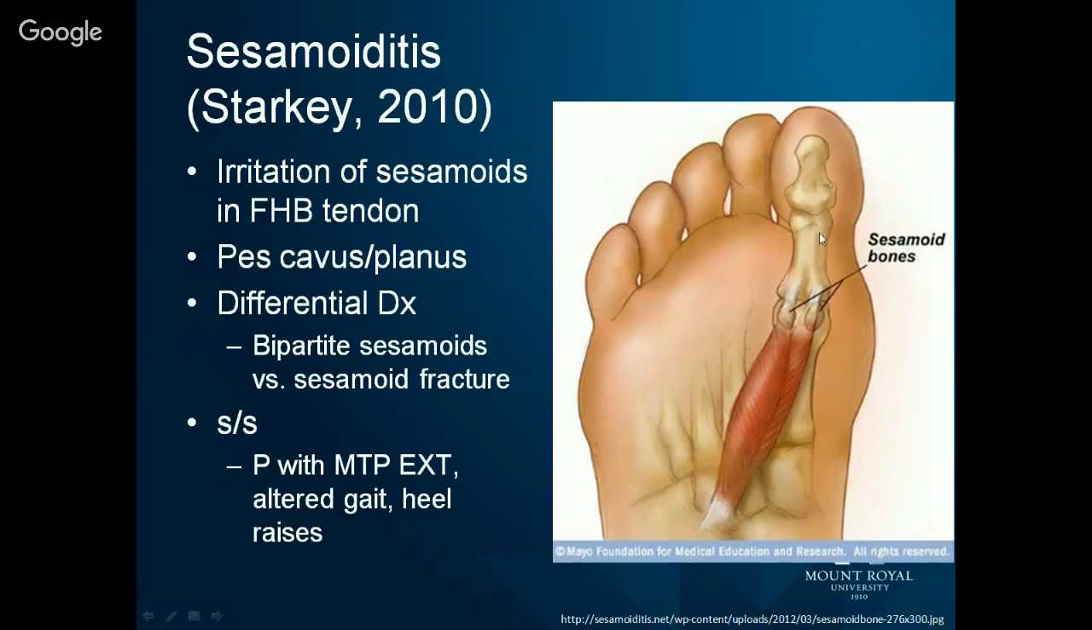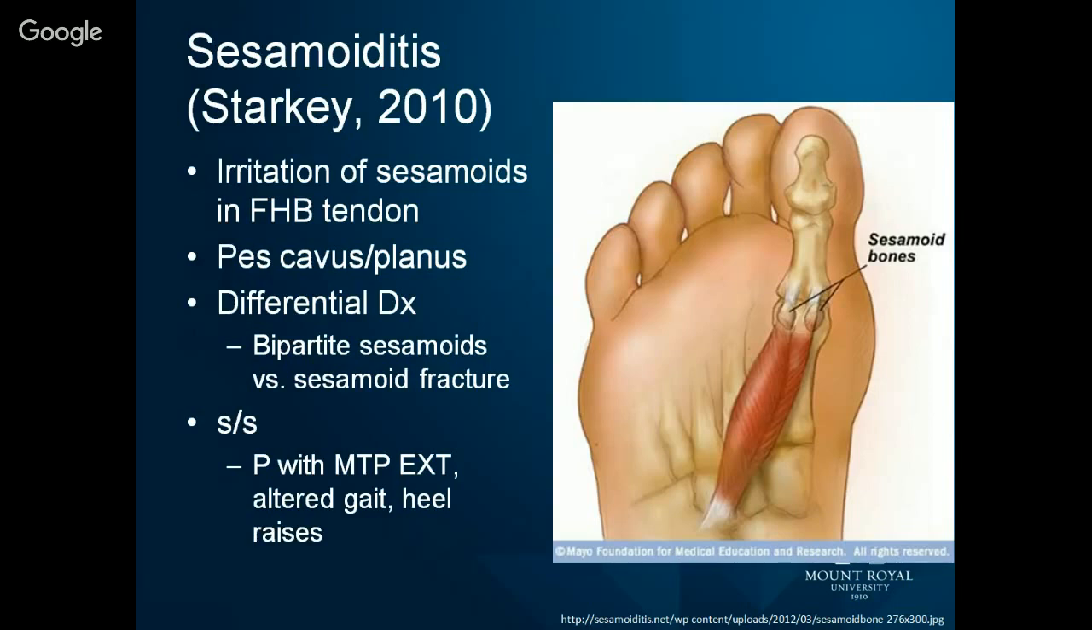On the plantar surface of your great toe, you have two sesamoid bones embedded in the flexor hallucis brevis tendon, which could get irritated and inflamed. This clinical presentation is referred to as a sesamoiditis. It's common in people with pes cavus or pes planus, where there's more force going through the great toe.